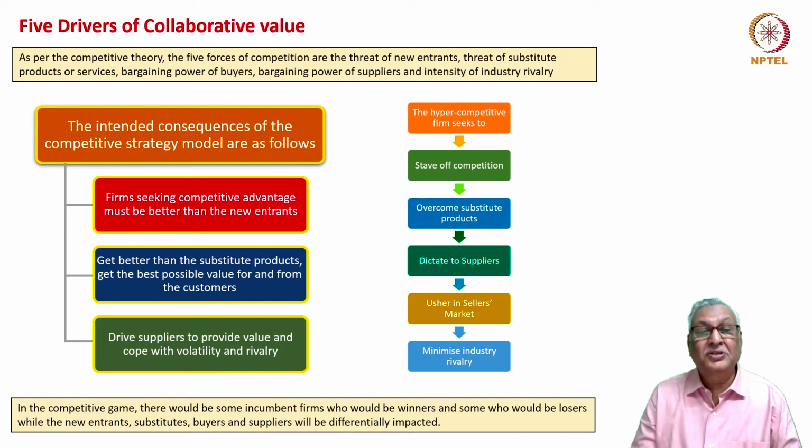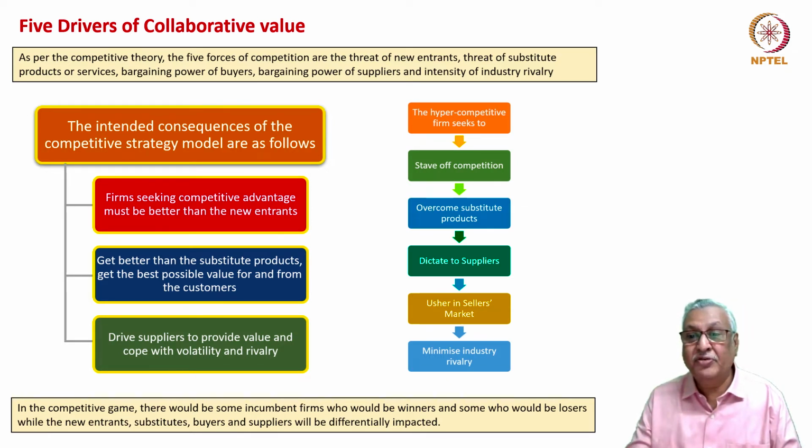The intended consequences, if you see this only as the competitive strategy model, you will find that the principles are 3. Firms seeking competitive advantage must be better than the new entrants, get better than the substitute products, get the best possible value for and from the customers, drive suppliers to provide value and cope with volatility and rivalry. So the thrust is on getting the better of the better that is trying to enter the industry, get the better of the entities which are trying to redefine the relationship. And therefore, hyper-competitive firms are encouraged in the theory of competitive strategy.